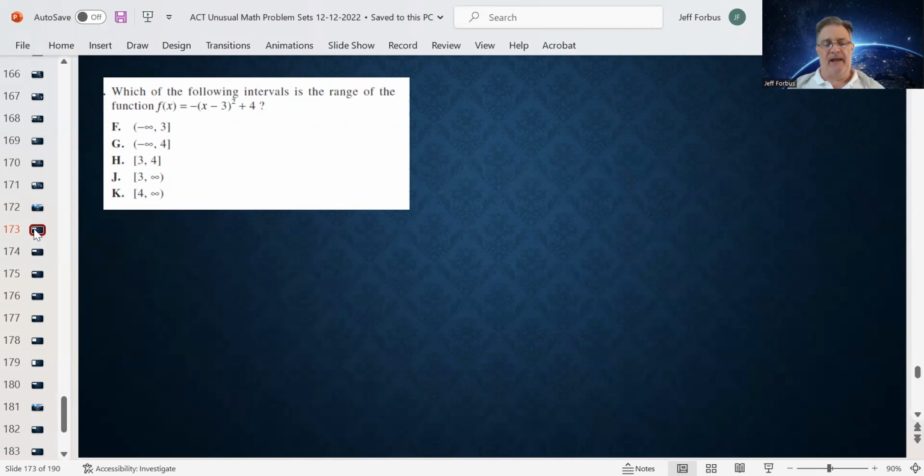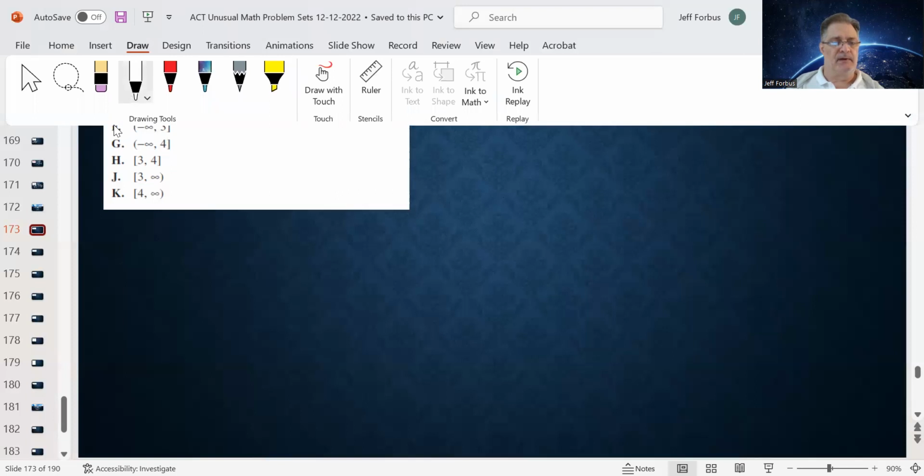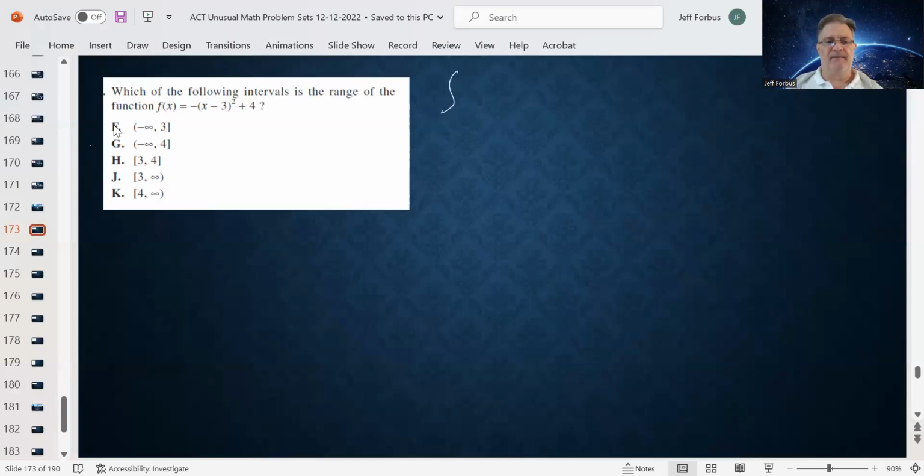Okay, so here's what we have. Let me get my pen set up here so I can write. We have f of x is equal to negative (x minus 3) squared plus 4. Well, let's just suppose that was negative x squared. So that means if that was just negative x squared, we would have the graph opening downward. Same thing here. Who cares what's in the parentheses?